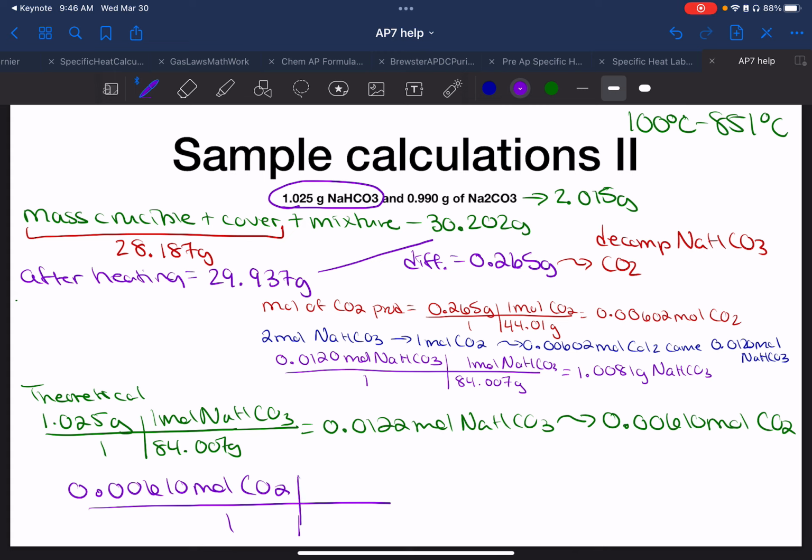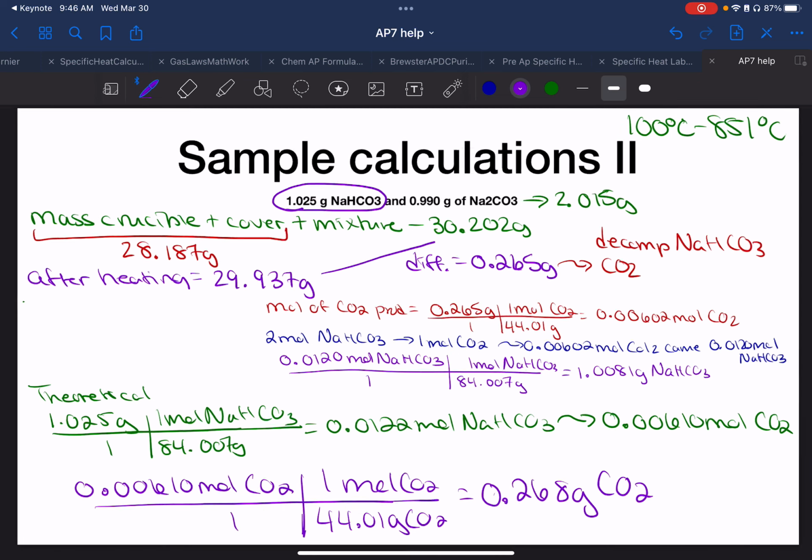And we got 44.01 grams CO2 to 1 mole CO2 equals 0.268 grams of CO2. Okay, and that's how we're going to figure that out. You could also do percent error on that too if you wanted to extend that further. So that's a calculation there.